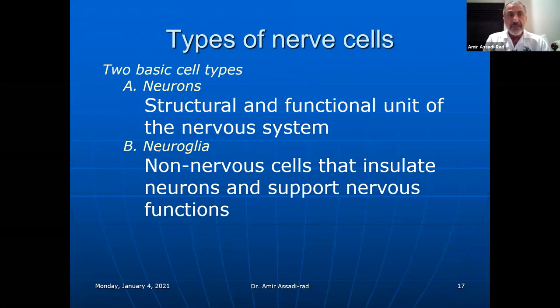Okay, types of nerve cells. There are two basic cell types. One is neurons, a neuron, the structural and functional unit of the nervous system, and the other one is neuroglia. Neuroglia are non-nervous cells that insulate neurons and support nervous functions. And I had a student many years ago, he was researching, he left Delta, he went to UC Davis, and he said, Amir, they're finding, for example, in astrocytes, there are some conductions taking place. It's not just the neurons. The supportive cells also conduct, and conduction means transfer of information from one cell to the next cell, from one neuron to the next neuron.